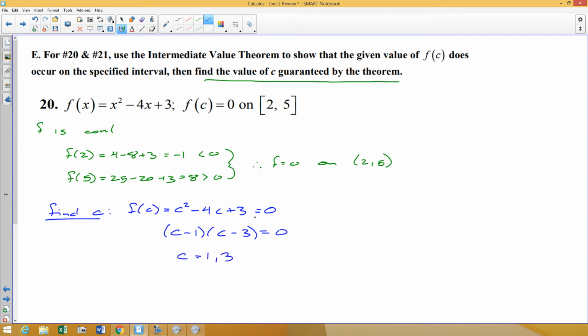There are two places where the function equals 0, but remember we're looking for the one that's on the interval 2, 5, which means the only one we're going to keep is 3. We'll toss 1 because x equals 1 is not on the interval 2 to 5. We're looking for the one that's between there. So c is going to be 3 in this case.